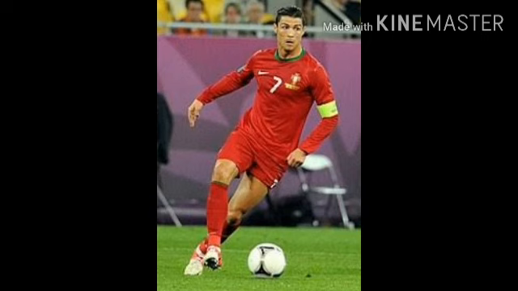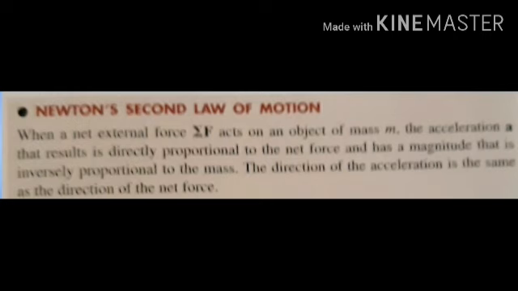And Newton's second law of motion. Newton's second law of motion gives the force equation F equal to ma. It states that when a force acts on an object, it gets acceleration. The acceleration is inversely proportional to the mass and directly proportional to the applied force. So this is Newton's second law of motion, which gives the equation F equal to ma.